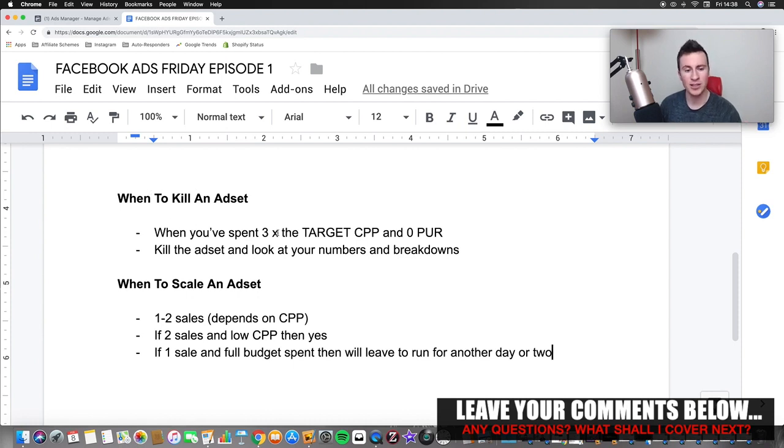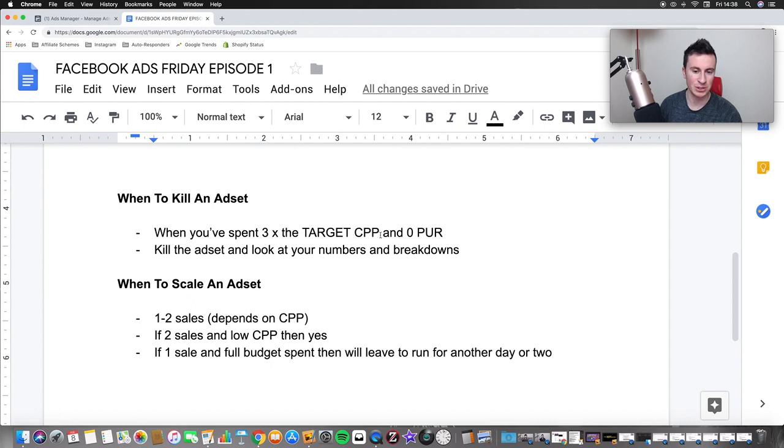When to kill an ad set. So when you've spent 3 times your target cost per purchase and have 0 purchases, then that's time to switch your ad set off and start looking at the numbers. Start looking at what your cost per link click is. Start looking at your relevance score. And if they're both poor, then that is a signal that whatever product you're advertising is not resonating with your audience, and therefore you need to change one or the other. You either need to change your audience or you need to change your product. Look at the breakdown. Within this ad set that isn't performing very well, is there an age range or a gender in there that is performing well? And if there is, duplicate the ad set and only target those profitable ages and genders.